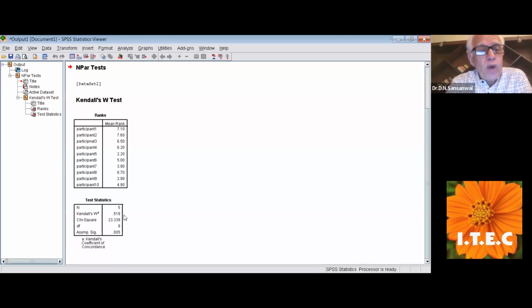Okay, and of course, there is a difference in the agreement, because the Kendall's W is 0.59, which means average agreement. That means there are people who differ in their ratings, and that is also clear from the chi-square. So therefore, how do we do?